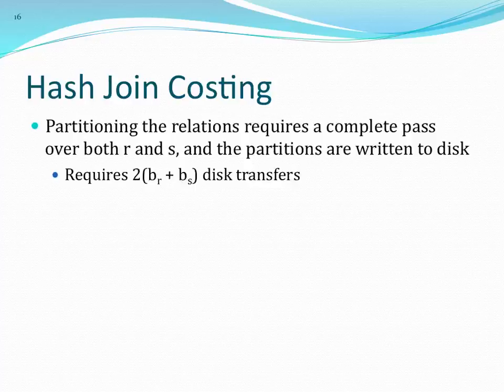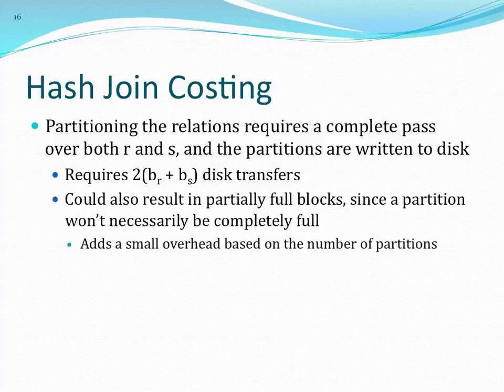Okay, so partitioning, you can see, does require a complete pass over both R and S. And so, like I say, it requires 2 times the quantity BR plus BS disk transfers. Now, you can do this basically in sequence. This is just an implementation detail. Basically, your last partition can end up being only partially full, because you may not divide it evenly.